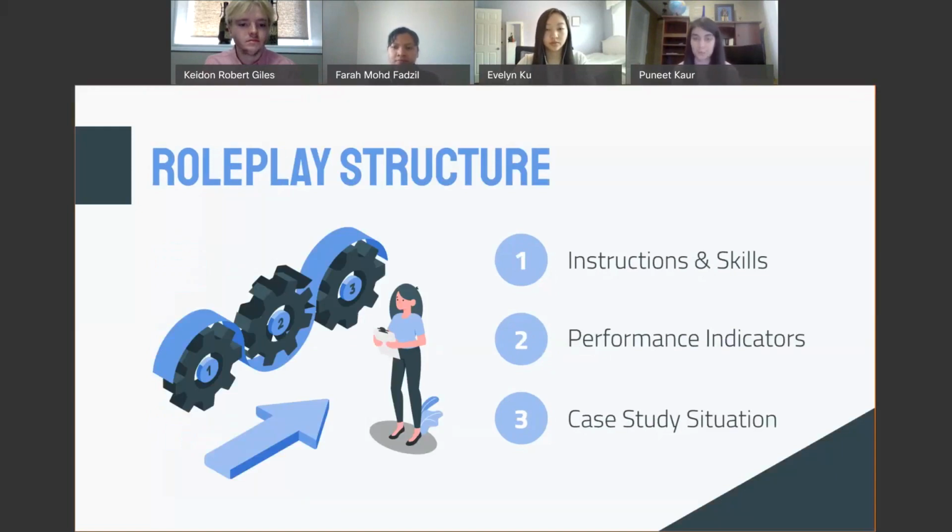Then we'll move into performance indicators, which are the content portion of your role play. And this is where you get most of your score on the judging form. So this is also crucial to making sure that you make it to the next round. And lastly, we'll be walking you through how to analyze a case study situation and how to effectively tackle it and present your solution in the most clear and succinct way.